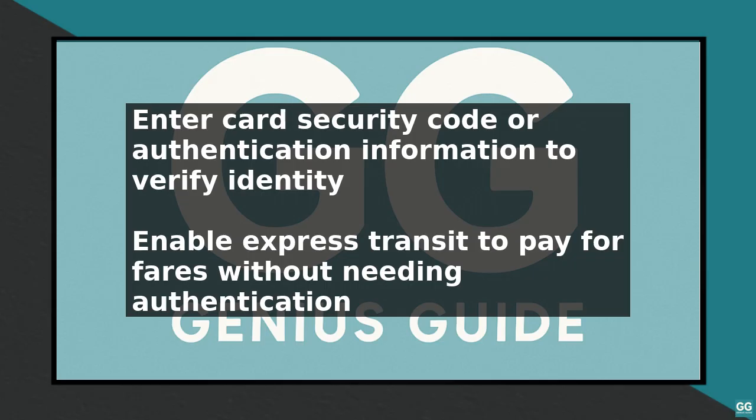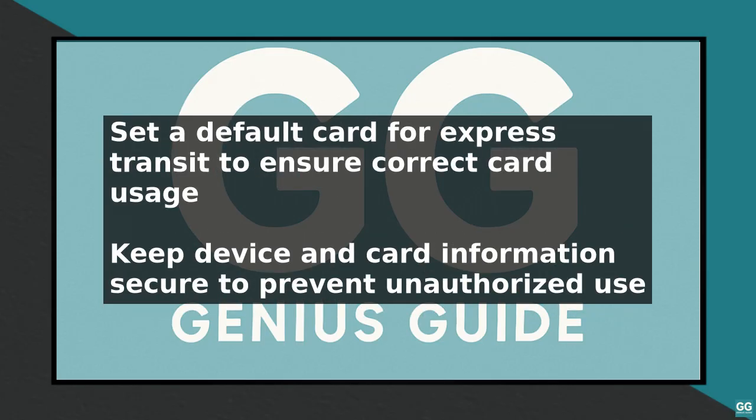It is a good idea to make sure you have a default card set for Express Transit, as this will ensure that the correct card is used when you are traveling. To set a default card, go to the Wallet app, tap on the card you want to use, and then tap on the Transit section. From here, you can select the card as your default for Express Transit.